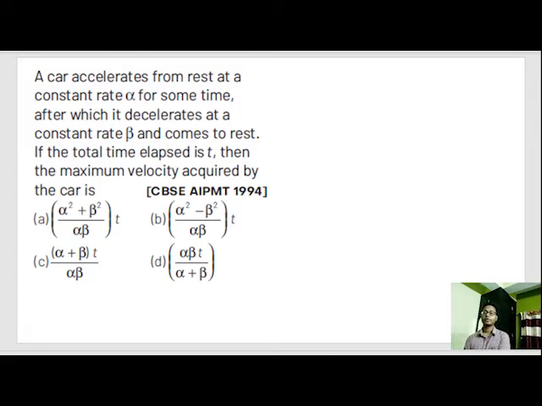Whenever multiple velocities or multiple accelerations are given in a question, such as alpha and beta, the best way to solve it is by constructing a graph. So I'm writing this trick down. Make a note. Trick.